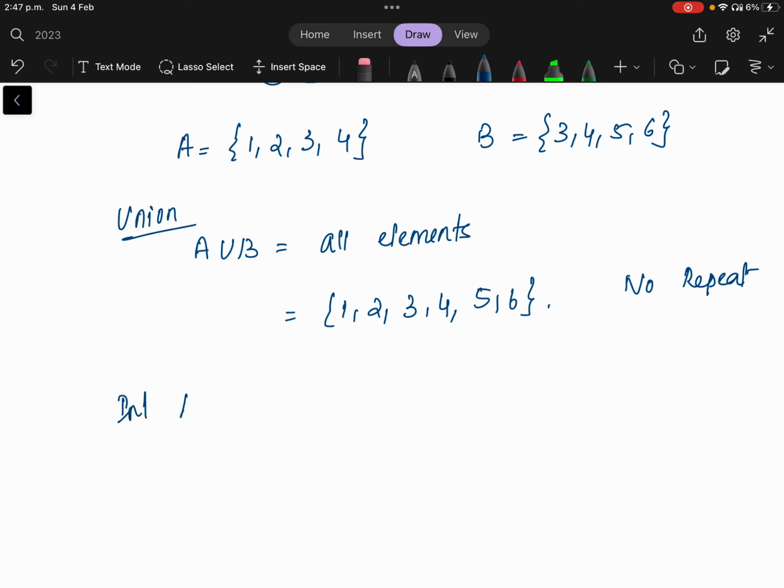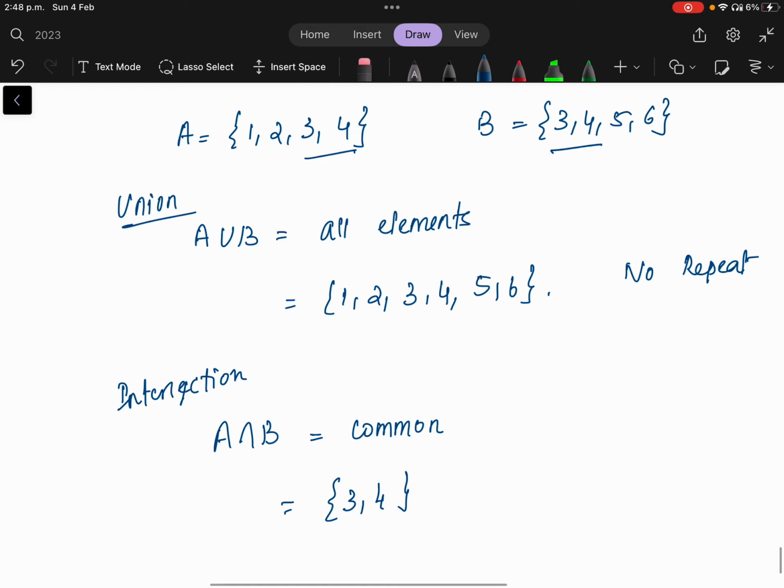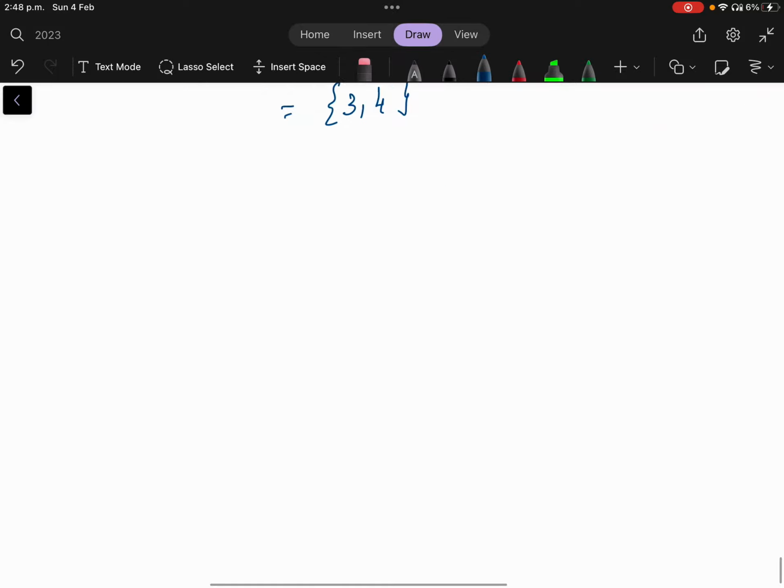And then the second one is intersection. So that is A intersection B, which is common elements. So in that case, you find what are the common elements here. So it is like {3, 4}. And this is the same case when you work with three sets as an example.